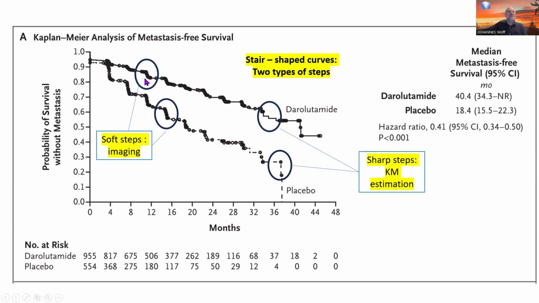Let's get a little bit more sophisticated with Kaplan Meier curves. This curve looks like stairs. This is a stair-shaped curve. And there are two types of steps, soft steps and sharp steps. The sharp steps come from the way how Kaplan Meier calculates. A step like this reflects one patient that had an event. The soft steps here have multiple patients.